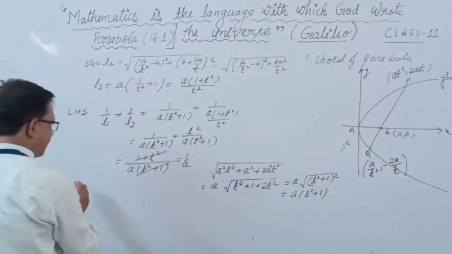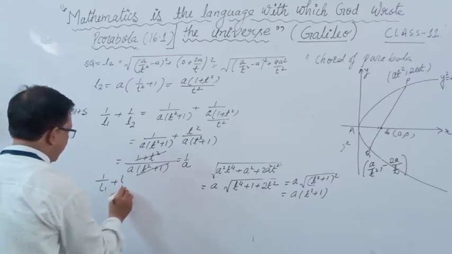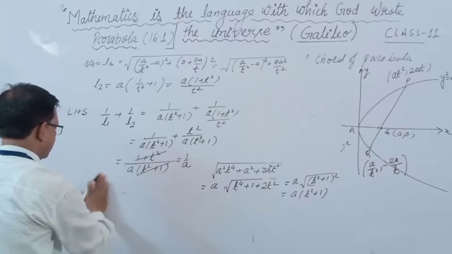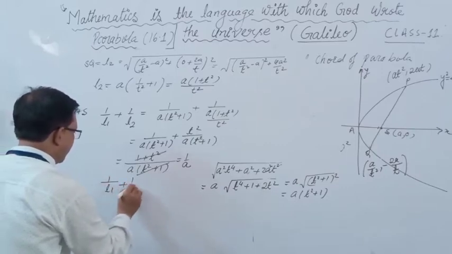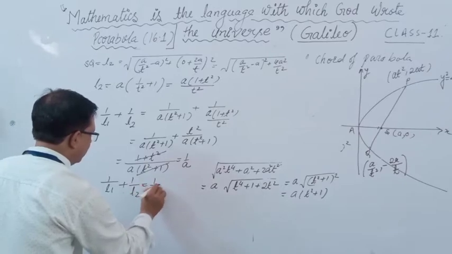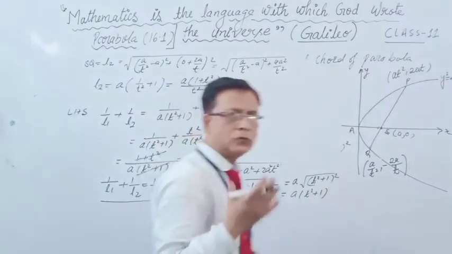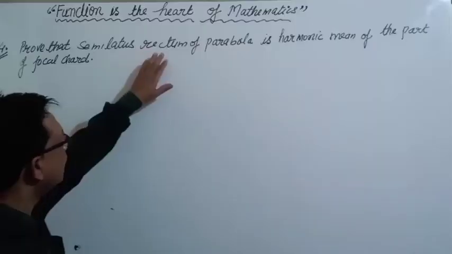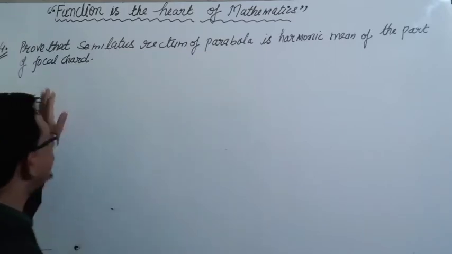So this is our final result: 1 upon L1 plus 1 upon L2 is equal to 1 upon a. This is your proof. So if you note this question, a is the harmonic mean of the parts of the focal chord.